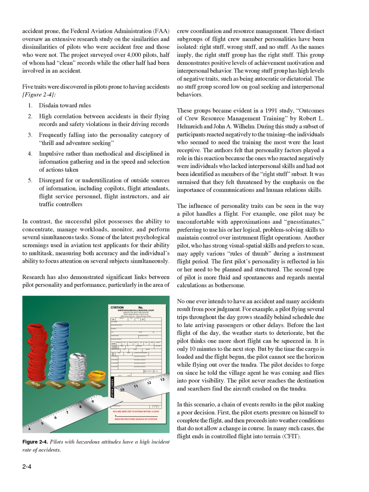Some of the latest psychological screenings used in aviation test applicants for their ability to multitask, measuring both accuracy and the individual's ability to focus attention on several subjects simultaneously. Research has also demonstrated significant links between pilot personality and performance, particularly in the area of crew coordination and resource management. 3 distinct subgroups of flight crew member personalities have been isolated: right stuff, wrong stuff, and no stuff. As the names imply, the right stuff group has the right stuff. This group demonstrates positive levels of achievement motivation and interpersonal behavior. The wrong stuff group has high levels of negative traits, such as being autocratic or dictatorial. The no stuff group scored low on goal-seeking and interpersonal behaviors.